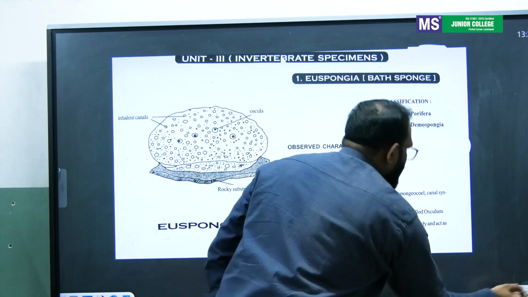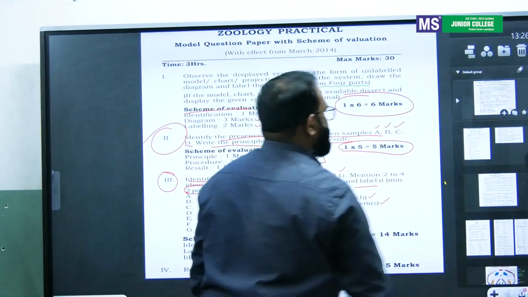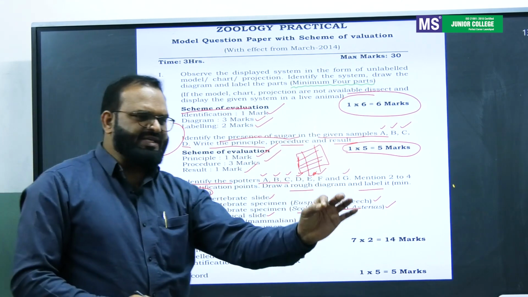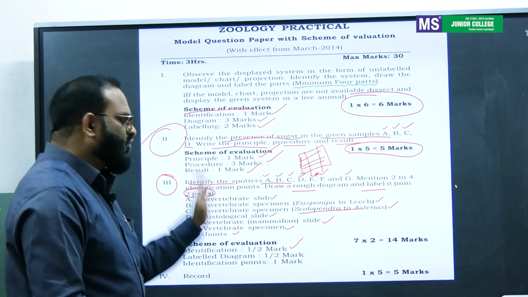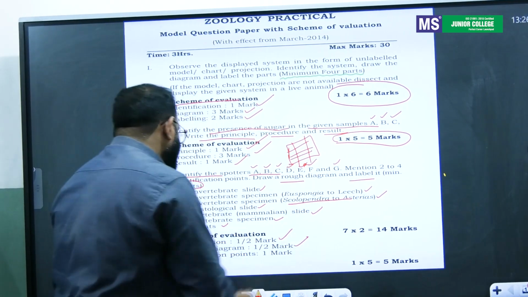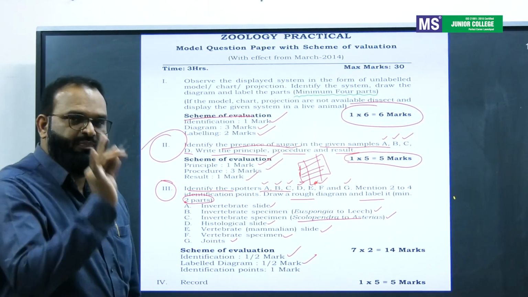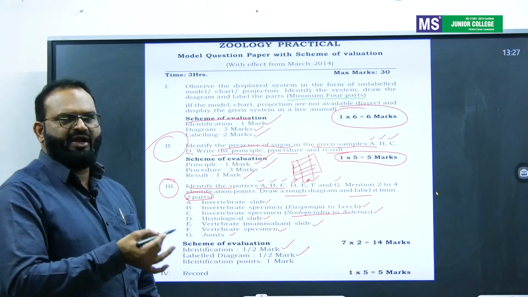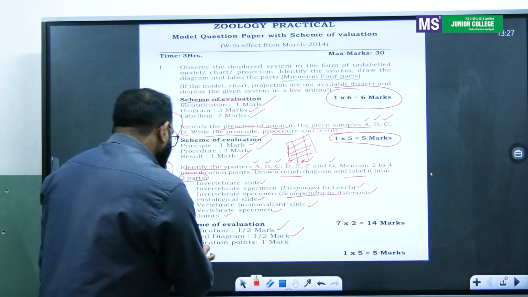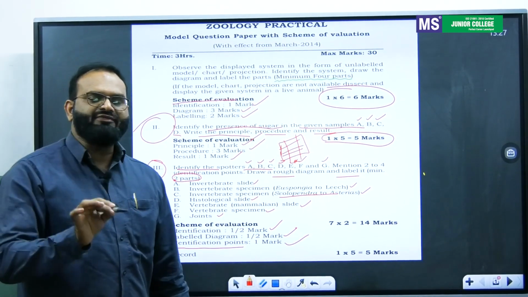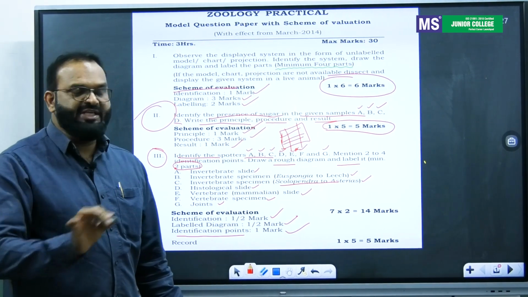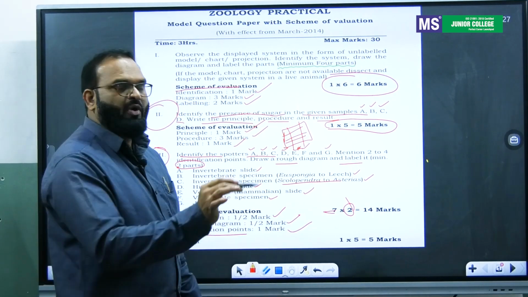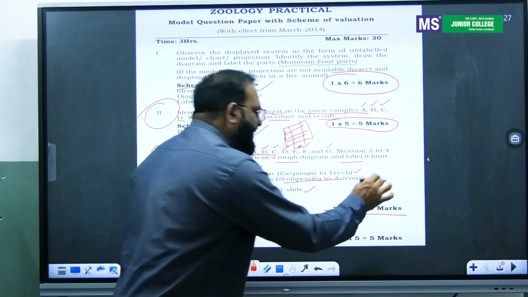Right, students? See, what is the scheme of evaluation for this? For identifying, you will get a half mark. You identified that this is a Euspongia, bath sponge, then you got half mark. You draw a labeled diagram, you get half mark. If time permits, use colors in the diagram. Write minimum 2 points. If possible, write 2 to 3 correct labelings. And identification points, 1 mark. You have to write 4 to 5 identification points. This will attract the examiner. They will award you the complete 2 marks. Total 7 spotters will be there. 7 into 2, 14 marks.